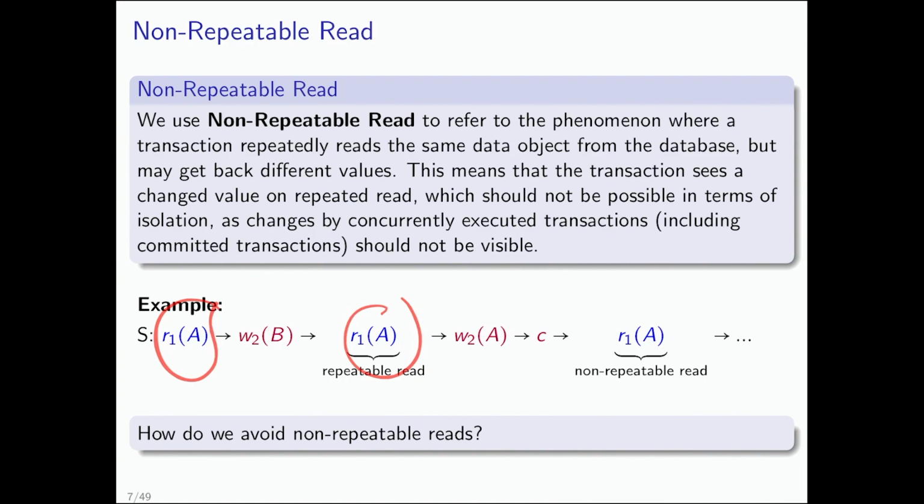However, now consider that a transaction concurrently writes to A, and then you read A again in transaction 1. Then A may have changed. If A was changed to a different value by transaction 2, now all of a sudden, if you read 42 here and now you read 43 here, that's a non-repeatable read.